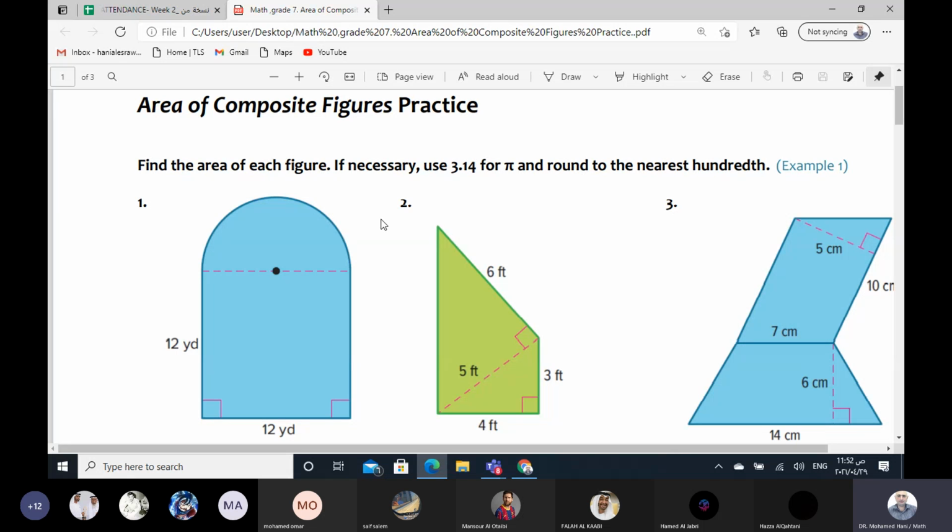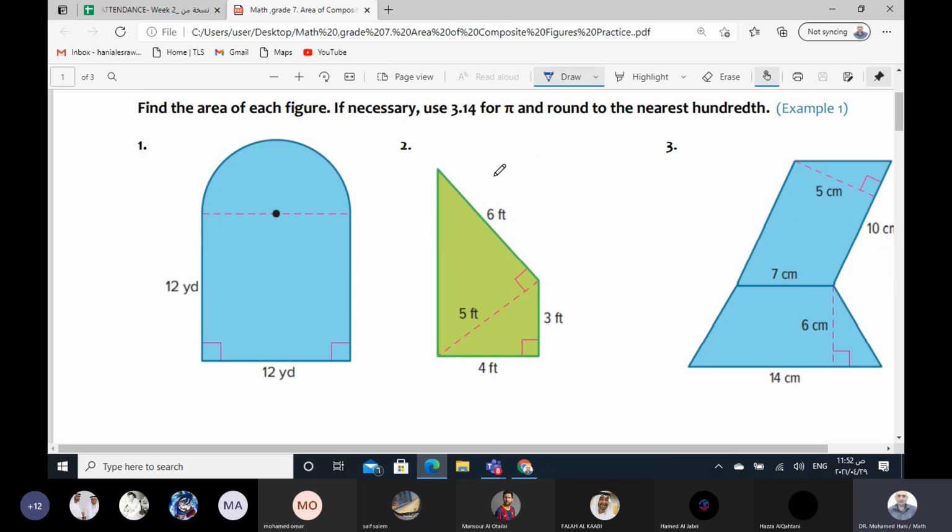Math grade 7. Today we want to continue our work of yesterday, area of composite figure practice. We have the first question here. Find the area of each figure. If necessary, use 3.14 for pi and round to the nearest hundredths.